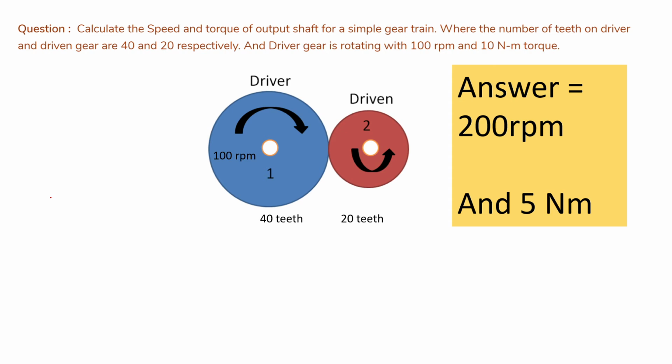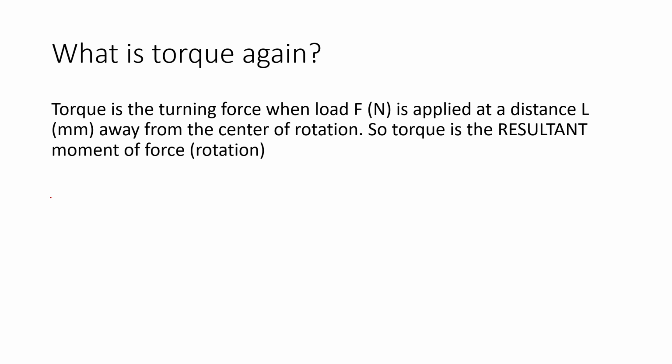Okay, so the answer is 200 revolutions per minute, because you know that the one with the smaller wheel will rotate faster, and the ratio is 2 to 1, because the number of teeth is half, so you must double the speed. So it's 200 revolutions per minute. And also the torque will be half, because the radius is half. And because the radius is half, then the moment is half. Okay, so you should know what torque is.